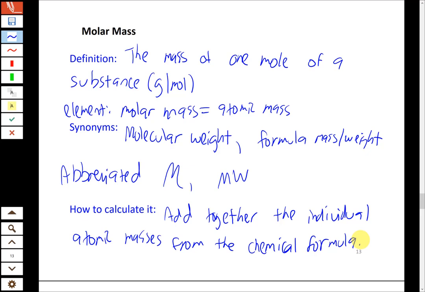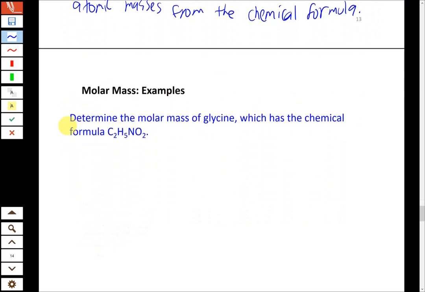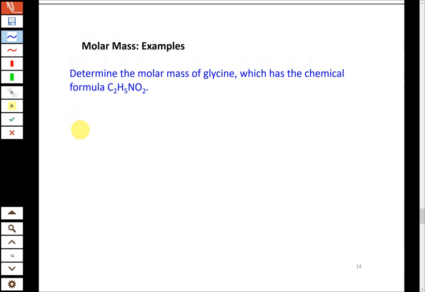Okay, so let's go through, again, a lot of these types of concepts are best worked out with example problems. So let's say we have glycine, which is one of the simpler, maybe the simplest amino acid. And we want to know what is the molar mass if we know the chemical formula is C2H5NO2.